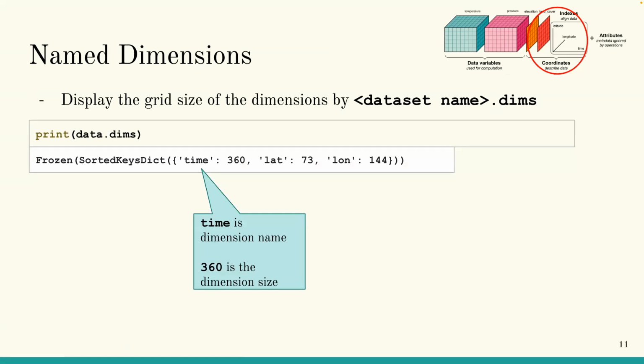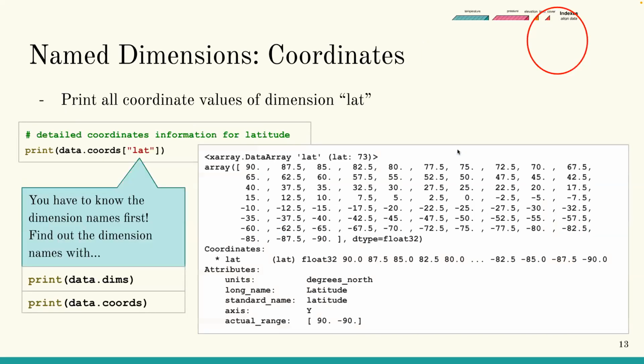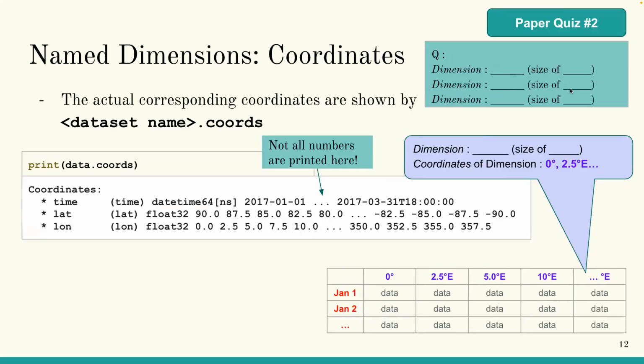It turns out that if you have the data set object, data here, you can print all the names of the dimensions by doing data.dims, and then you get time, latitude, longitude, and also the size of each. It will print you the dictionary for that. So please do this question. You have to give me the dimension and the size of each of the dimensions. I think it's pretty easy. I'll give you 1 or 2 minutes to do this.